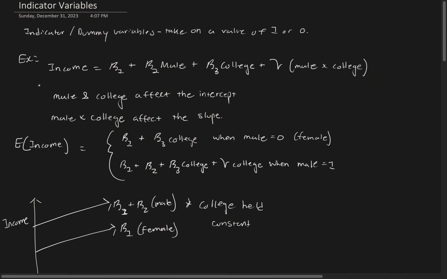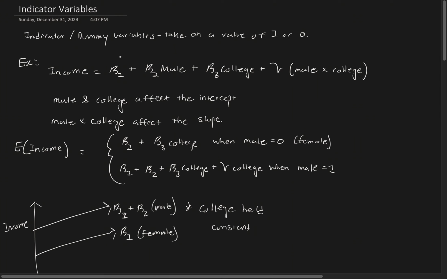So let's say we have a regression function of income that is determined by dummy variables, or indicator variables. These variables take on a value of either 0 or 1. So the output of income is determined by the beta 2 of male. If 1, this beta 2 will have an effect on income. And then if it's female, the variable will equal 0.